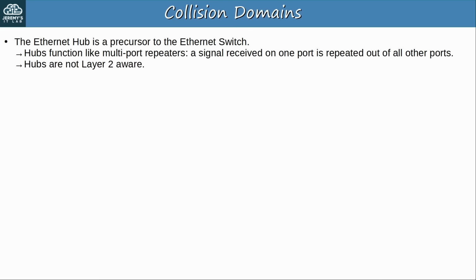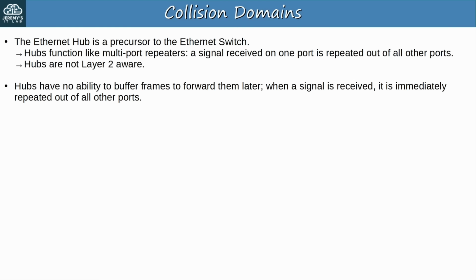Hubs are not layer 2 aware. They do not look at the destination MAC address of the Ethernet header to decide where to forward a frame. They just repeat signals out of all ports. Hubs also have no ability to buffer frames to forward them later, so when a signal is received, it is immediately repeated out of all other ports.